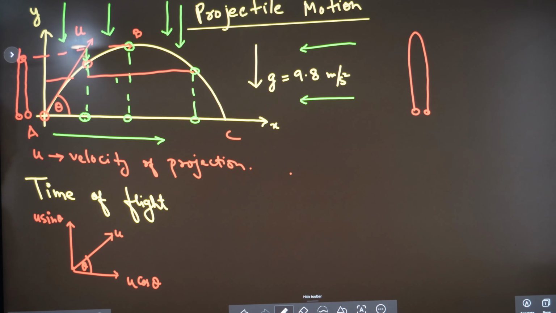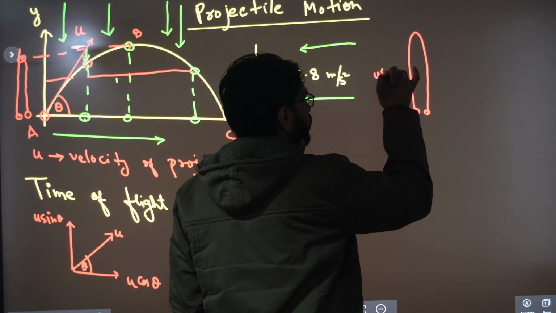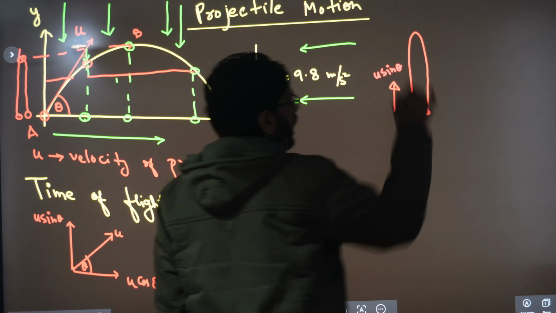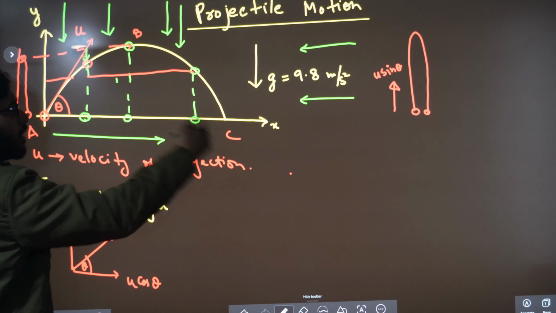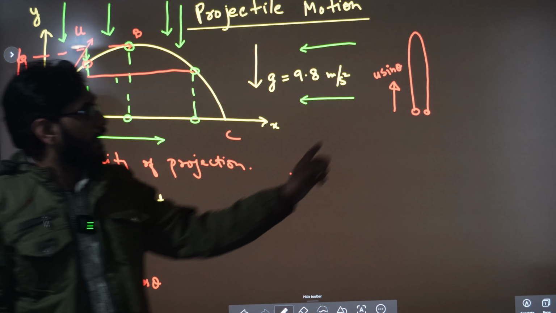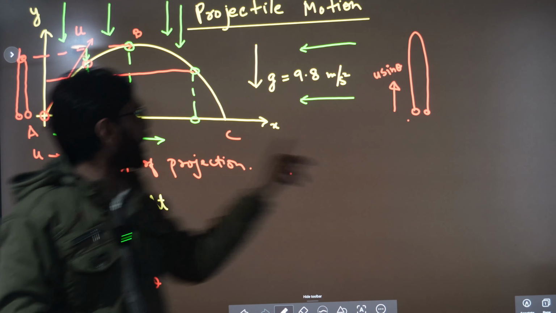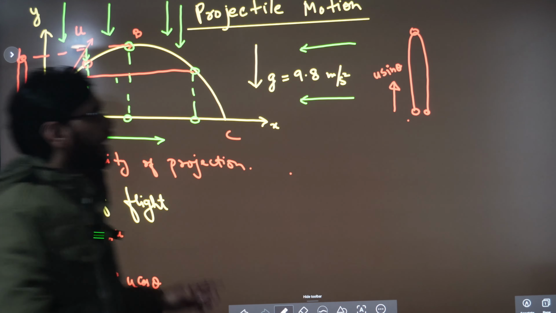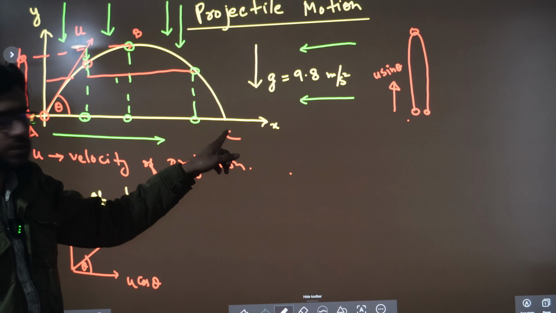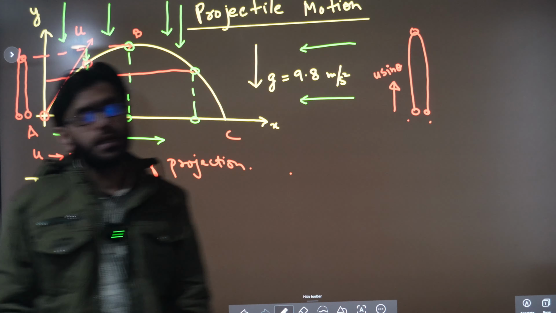So the initial velocity in the vertical direction will be u sin theta. What is the initial velocity in the vertical direction? u sin theta. See, when the particle starts from A and finally reaches C, when the particle starts from A, its shadow will be here. When the particle is at B, its shadow will be at the topmost point. When the particle comes to C, the shadow will come back to its original position here.